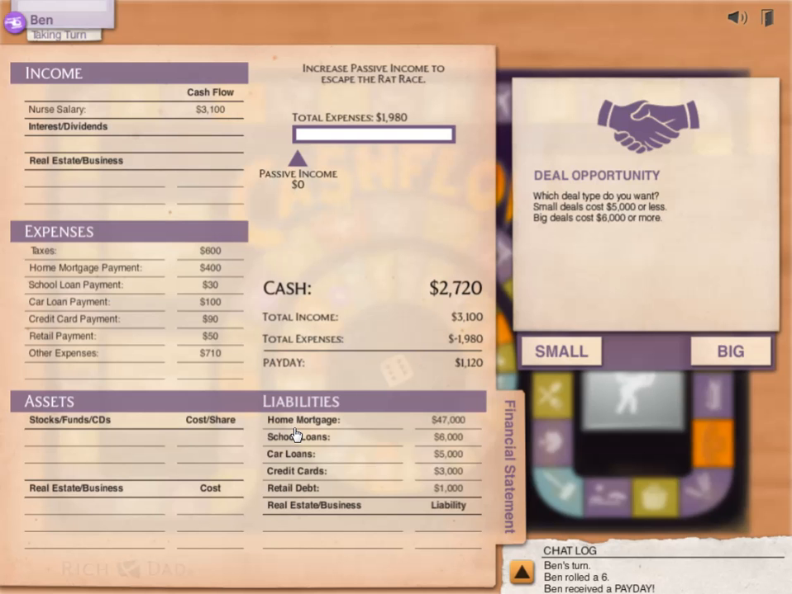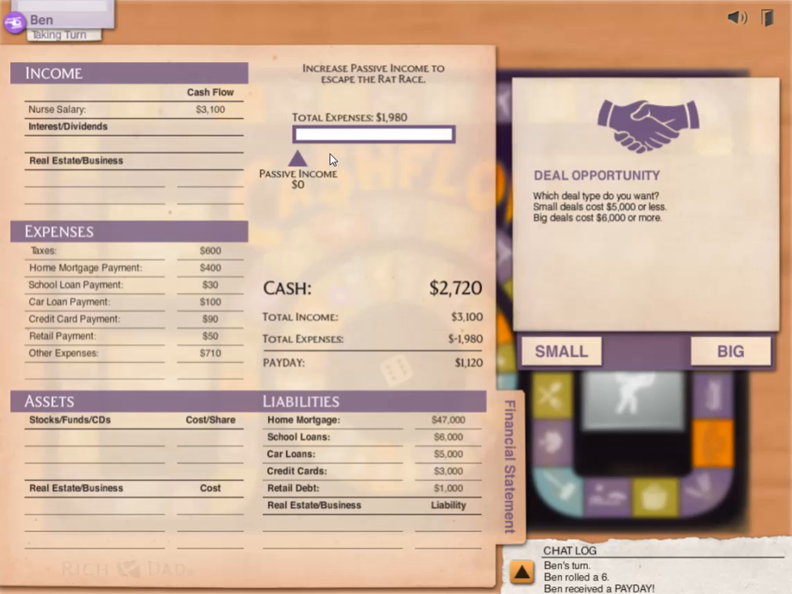So the idea of this game here basically is you've got the amount of cash on hand, which is $2,720. Our total income is $3,100, which we know, and our total expenses is $1,980. So every payday we end up with $1,120. Now what we want to do is, up here where it says passive income 0, we need to earn at least $1,980 in passive income in order to win the first part of the game.